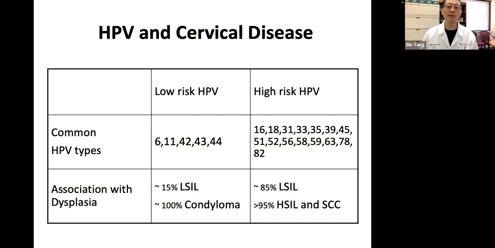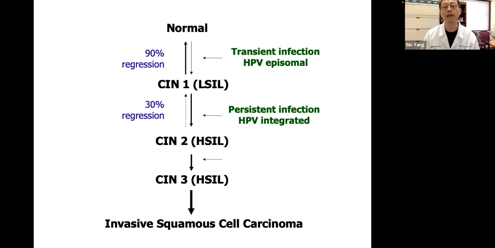From the cervical dysplasia point of view, if you look at the condyloma, 100% are infected with low-risk type HPV. But for LSIL, CIN1, 85% are caused by high-risk HPV, and 15% are caused by low-risk type HPV. But for HSIL and squamous cell carcinoma, 95% have integrated high-risk type HPV.